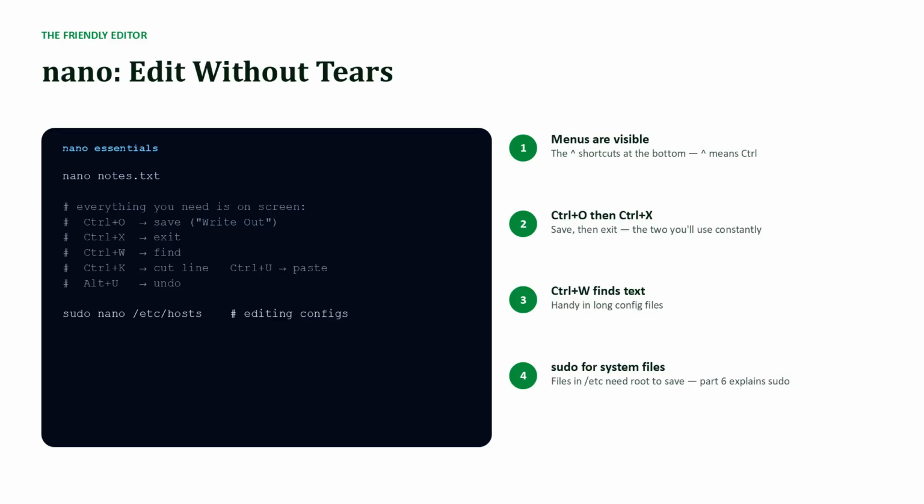Ctrl+W finds text. Ctrl+K cuts a whole line. Ctrl+U pastes it back. That's genuinely all you need to edit any config file on any server. One note: files under /etc belong to the system, so you'll need sudo nano to save changes. Sudo is the entire topic of Part 6, coming next.